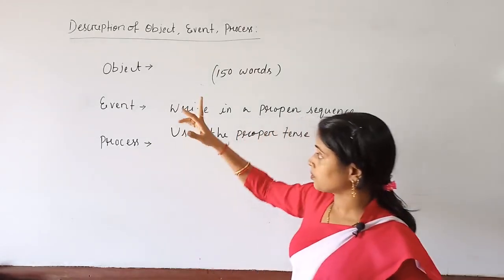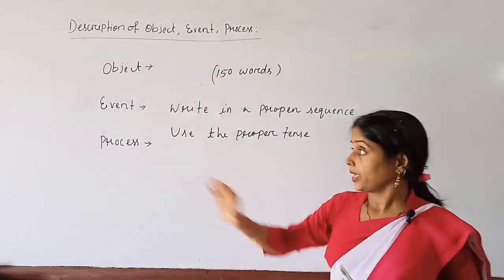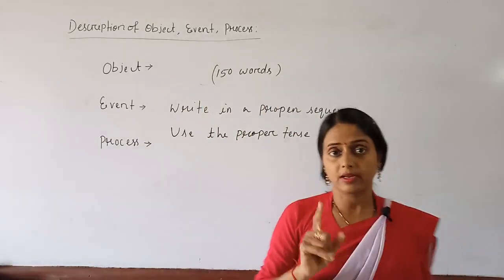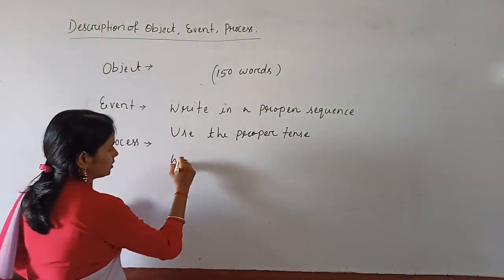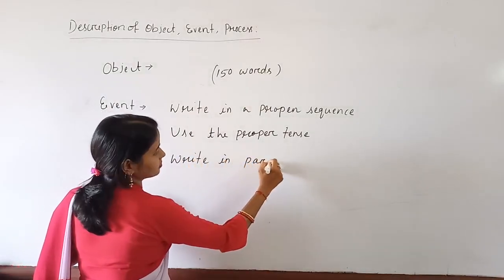So here remember object, event and process, whatever it is, word limit is 150 words, and write down all these things in paragraph, not in point. Okay, write in paragraph.